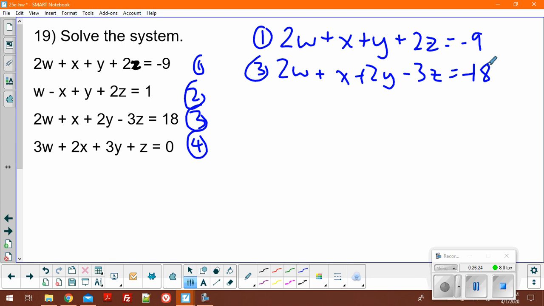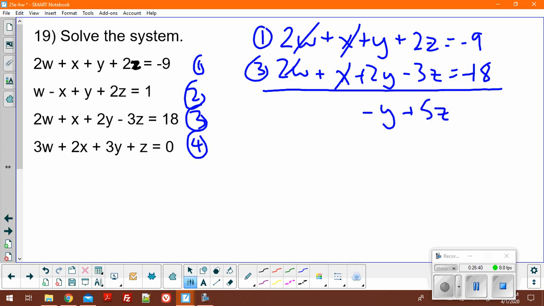So I'm going to eliminate w. And actually, it looks like it's going to get rid of x as well, but that's okay. So w's cancel, x's cancel. I have -y plus 5z is equal to 9. So this is my equation 5.